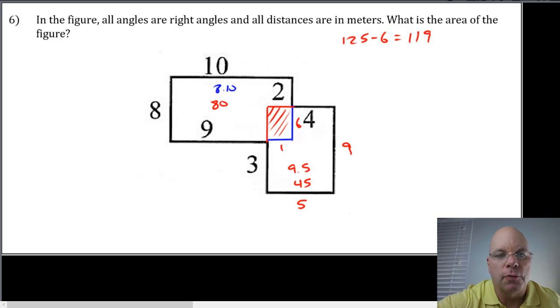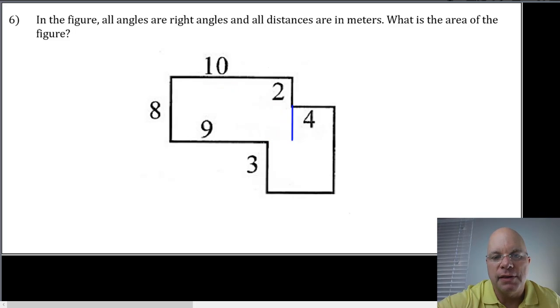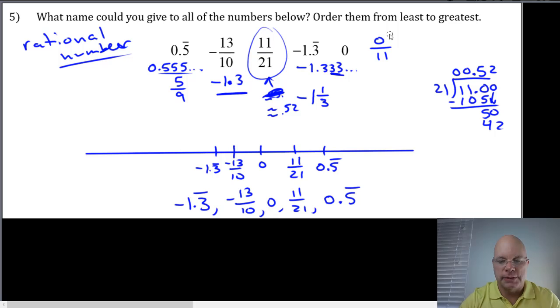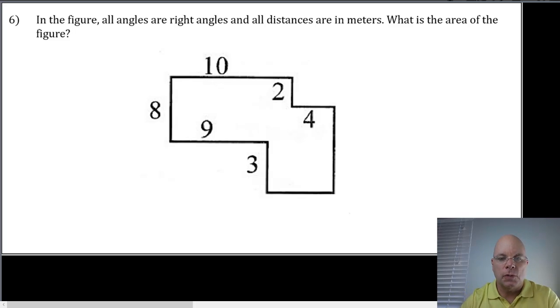Okay, but I'm going to show you the way I think is the best way. Just remember 119. So we're going to compare that to what we get here in a minute. I think the best way to do this one is to complete the whole big rectangle.